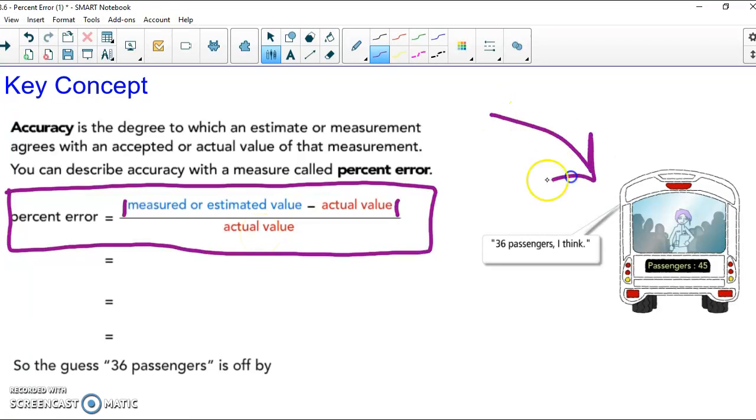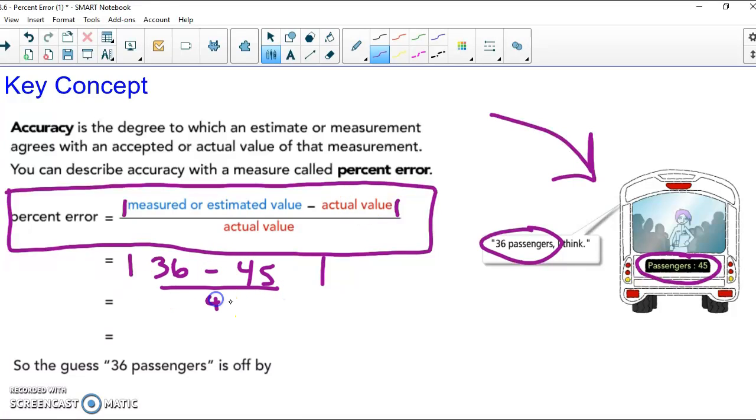So in this scenario over here, this lovely lady gets on the bus and thinks, wow, there's a ton of people on here today. Probably looks like about 36 passengers. That's her estimate. But actually, there are 45 passengers. So if we want to find her percent error, then we're going to take the absolute value of her estimated value, which was 36, minus the actual value, which was 45, and then we're going to divide that by the actual value, which was 45.